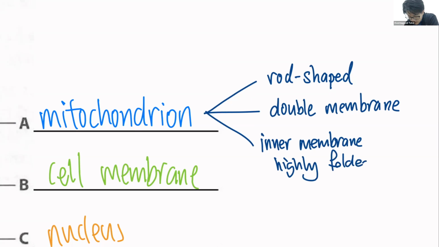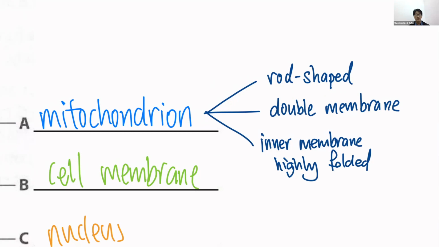All right, where the inner membrane is highly folded. Okay, these are our three descriptors. And okay, so this is what we have to think of in talking about describing the mitochondria, right?